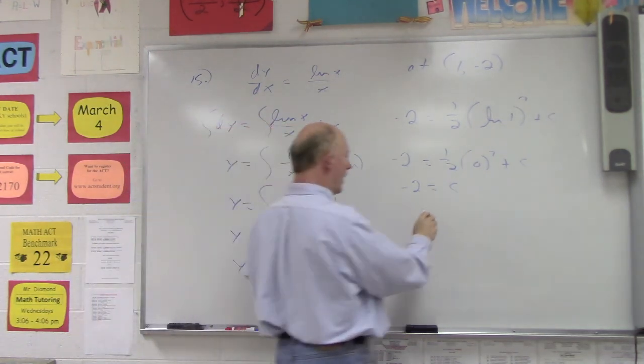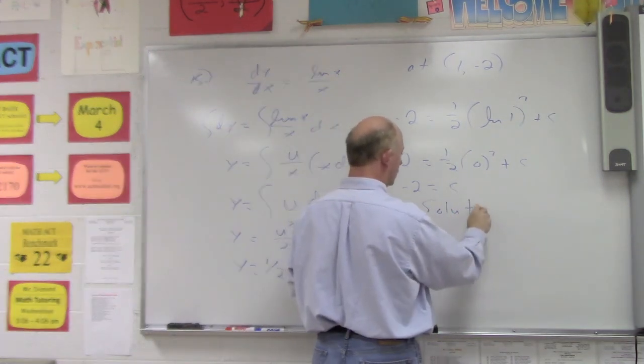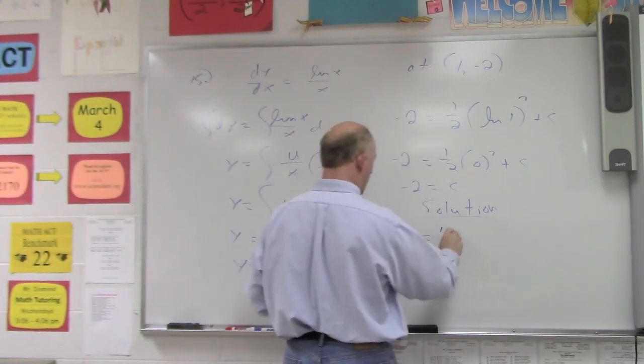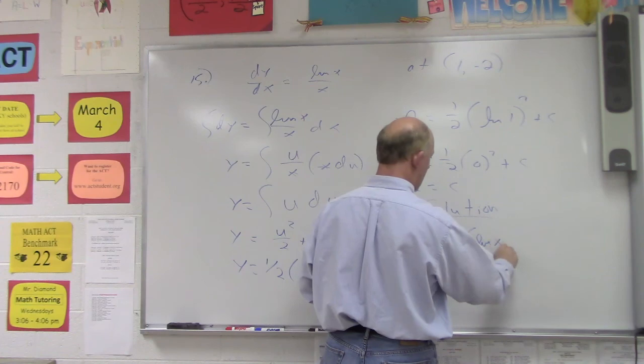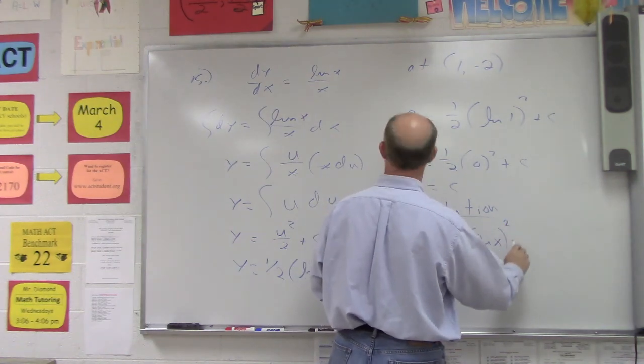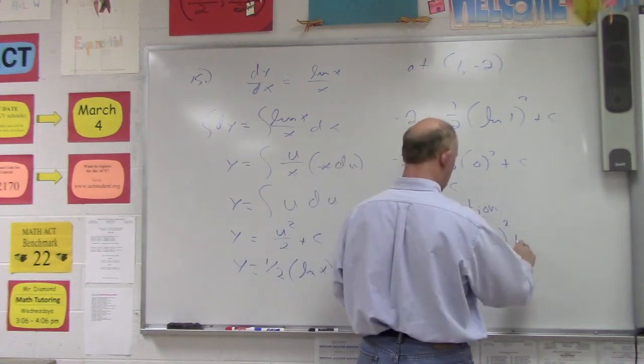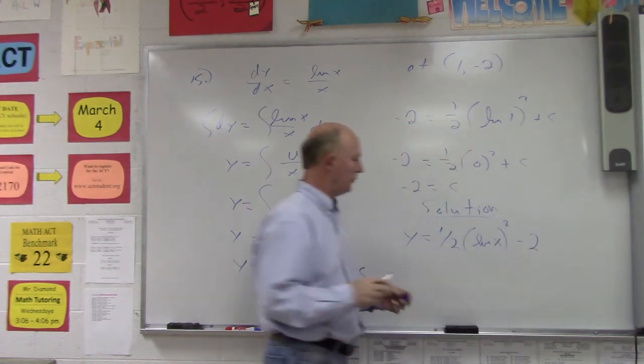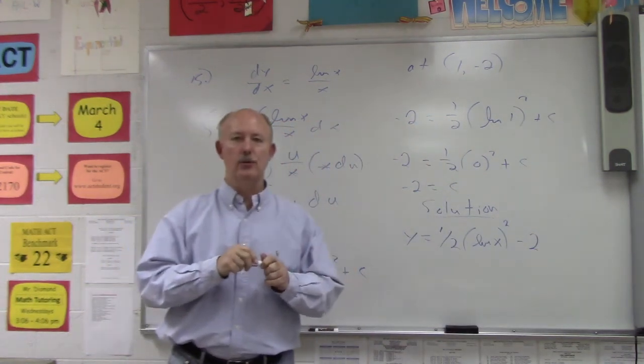Now let's go ahead and write our solution. Our particular solution will be y equals 1/2 quantity natural log x to the second power minus 2. So c is -2, so minus 2. This is going to be our particular solution.